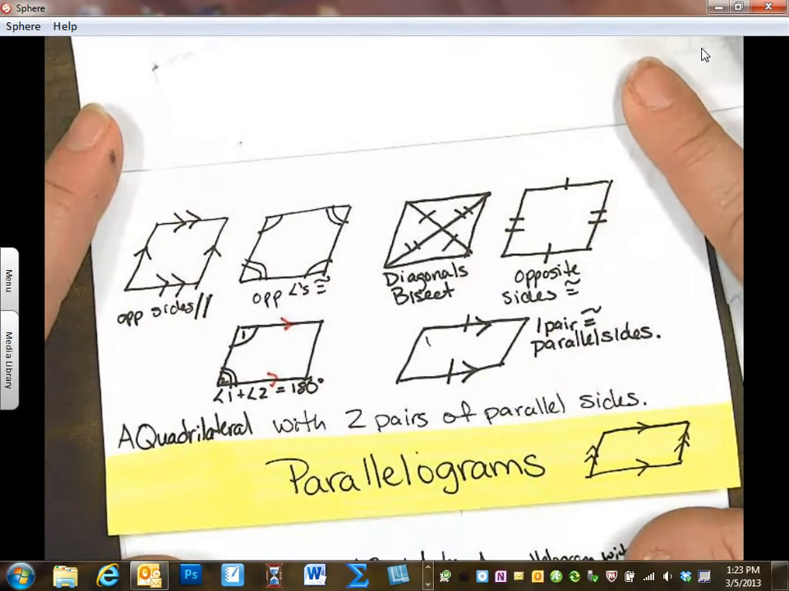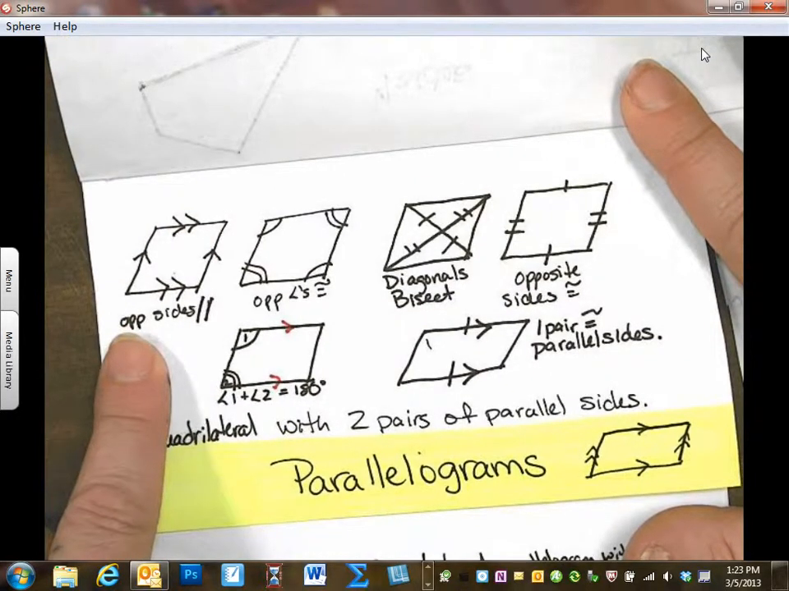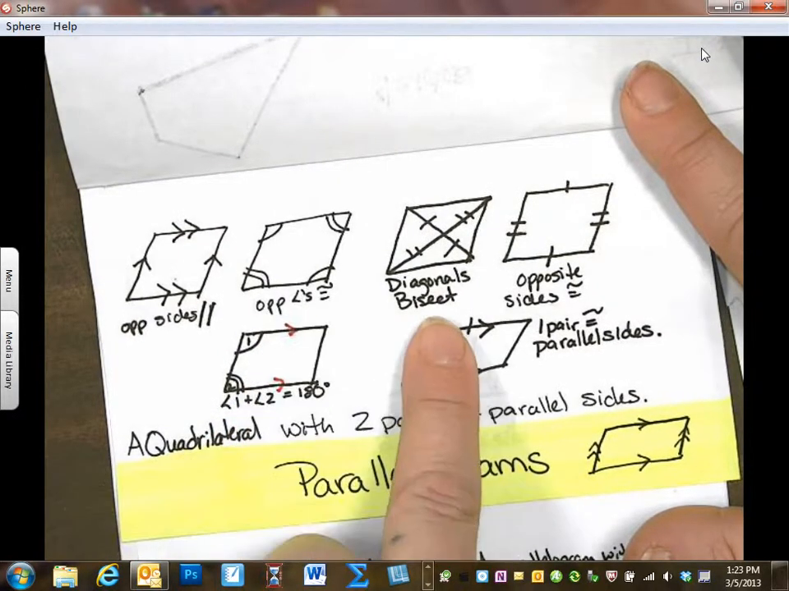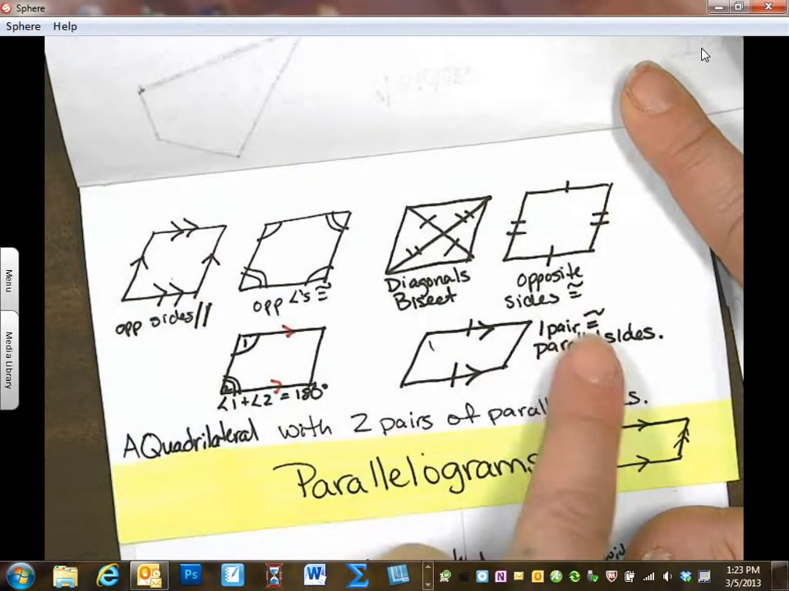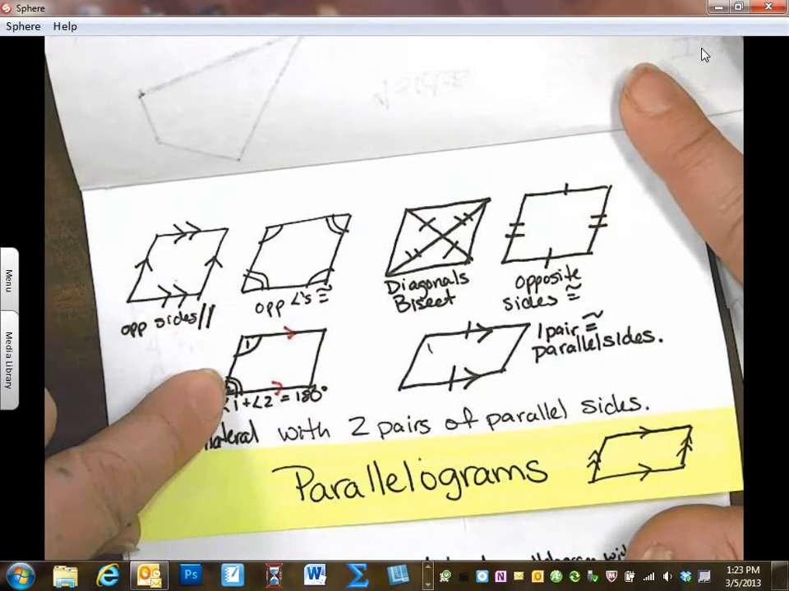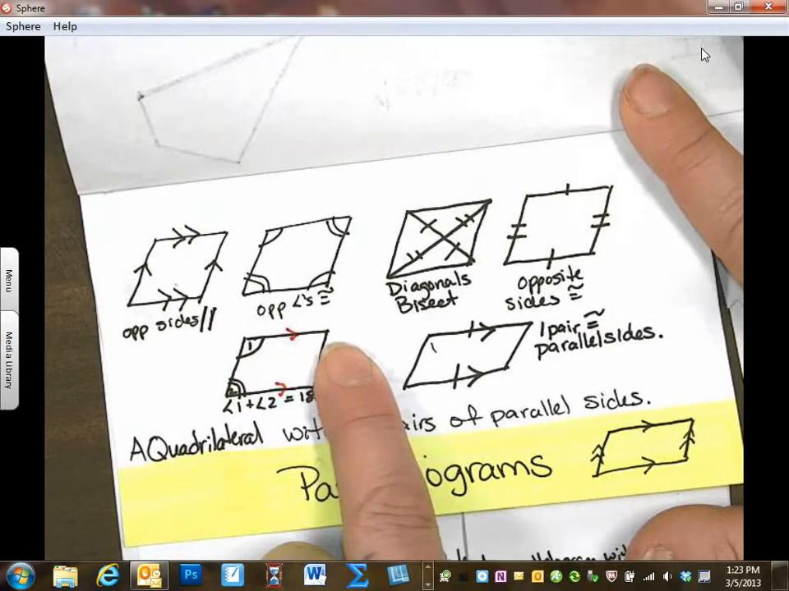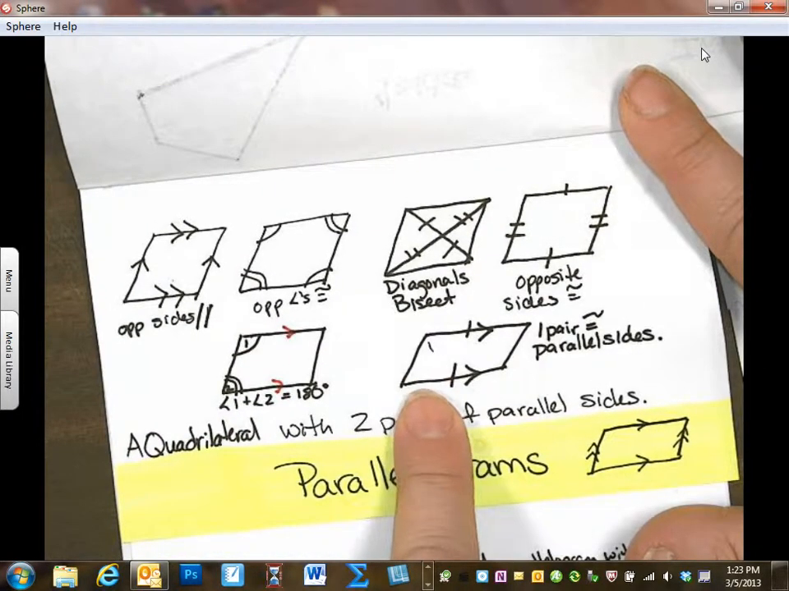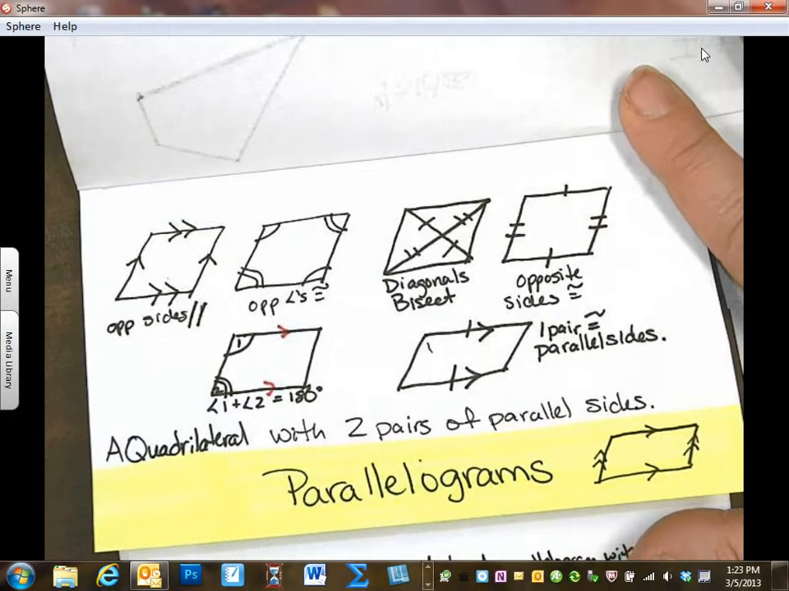And here are all of the things I had you write down for notes about parallelograms. We have opposite sides that are parallel. Opposite angles are congruent. The diagonals bisect each other. Opposite sides are congruent. Consecutive angles are supplementary. What that means is the two angles next to each other are supplementary. I also know that this angle and that angle would be supplementary. And then if we have one pair of congruent parallel sides, we also know we have a parallelogram.